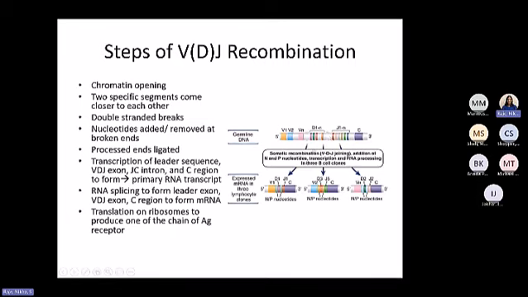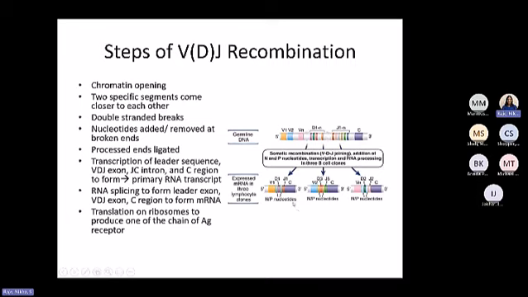Once they come close to each other, there are double-stranded breaks that occur on both the sides, both the strands, and then nucleotides are added. Some of them are removed at those broken ends. Once that process occurs, both the sides are ligated, they are sewn together, right? And then the final DNA that makes the mRNA becomes apparent, that will undergo transcription.